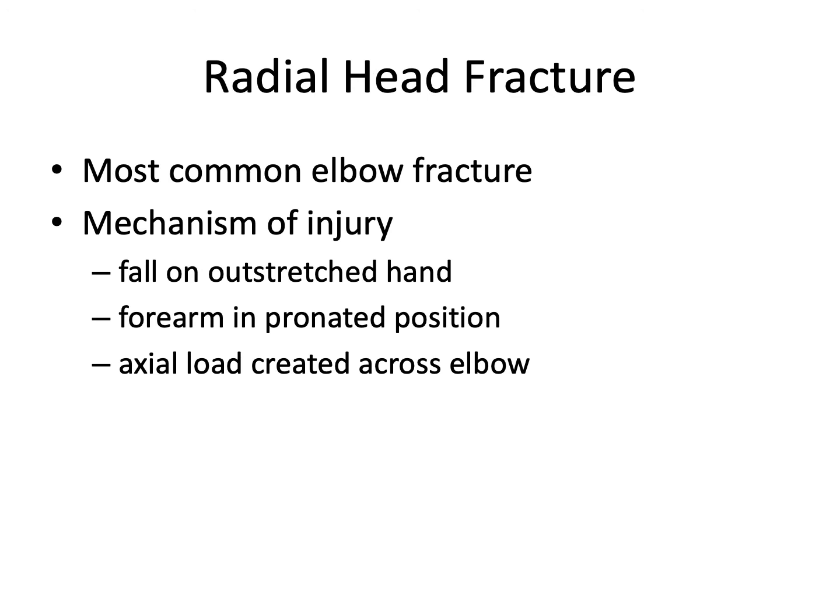Radial head fractures are the most common elbow fractures seen in adults. The mechanism of injury is a fall on an outstretched hand with the forearm in a pronated position and axial load created across the elbow.